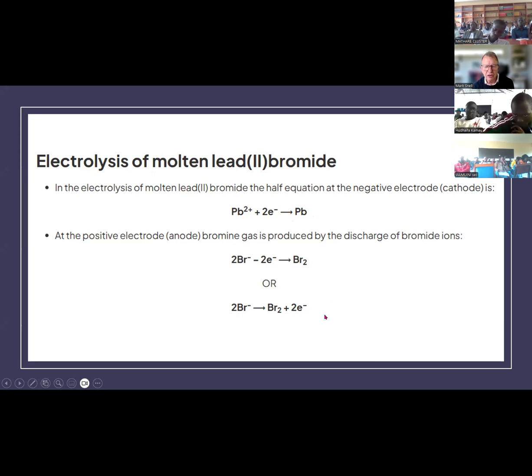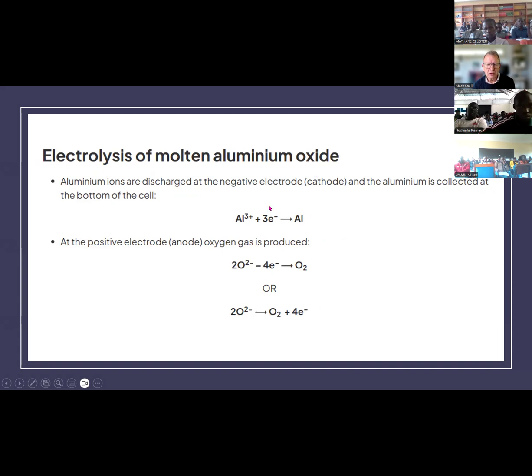And here is the two different ways of writing bromine. Do not give them two ways. You decide which one you want to teach them. Only teach them one of these ways. So either they lose electrons or they produce electrons. They're both the same, aren't they? In aluminium oxide, 3 minus, and the same here. Only teach them one of them, either the electrons on this side or on the products.